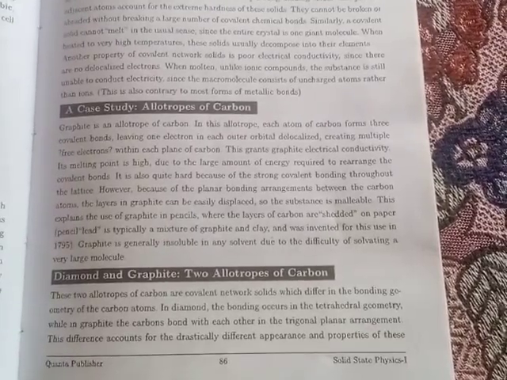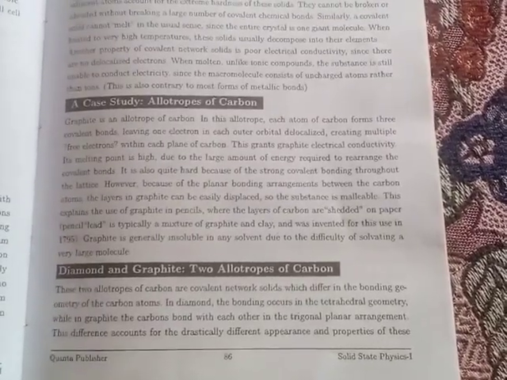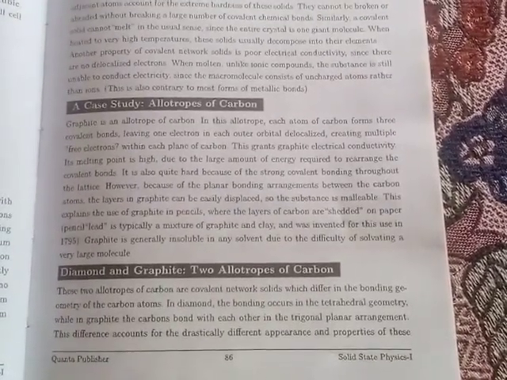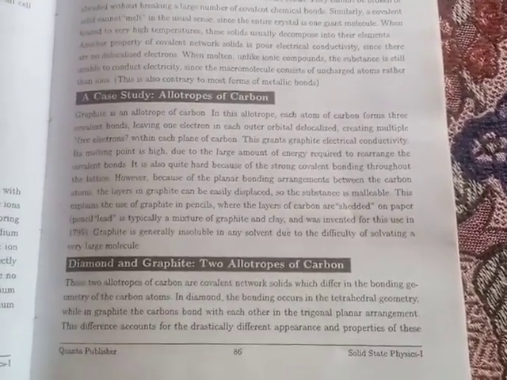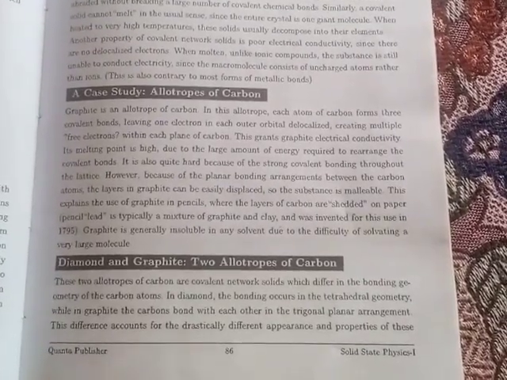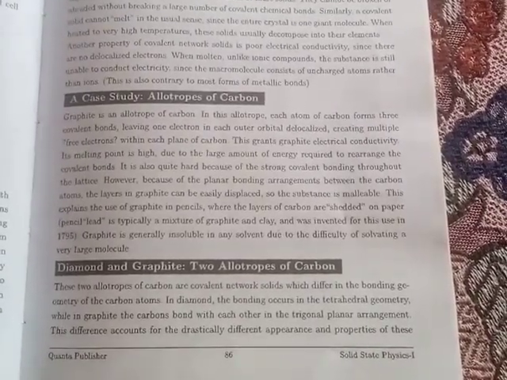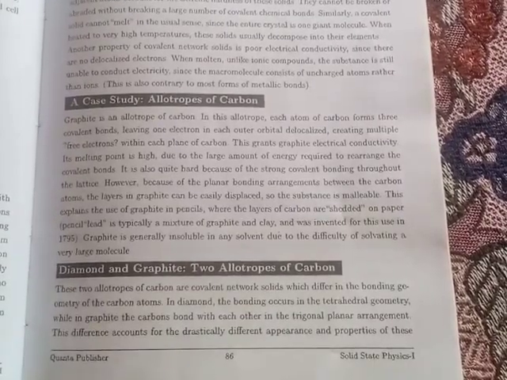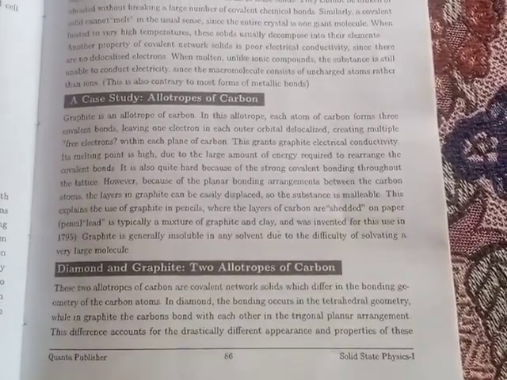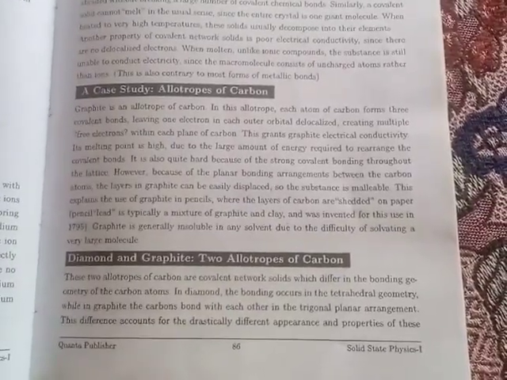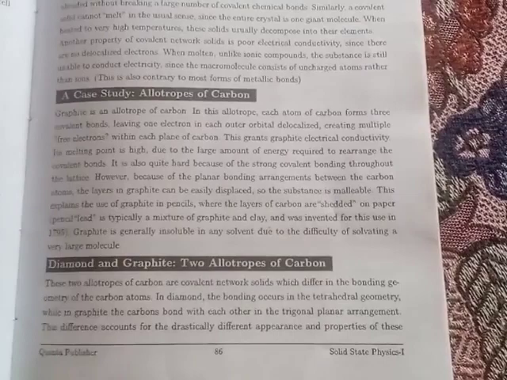It is also quite hard because of the strong covalent bonding throughout the lattice. However, because of the planar bonding arrangements between the carbon atoms, the layers in graphite can be easily displaced, so the substance is malleable. This explains the use of graphite in pencils, where the layers of carbon are shaded on paper. Pencil lead is typically a mixture of graphite and clay and was invented for this use in 1795. Graphite is generally insoluble in any solvent due to the difficulty of solvating very large molecules.